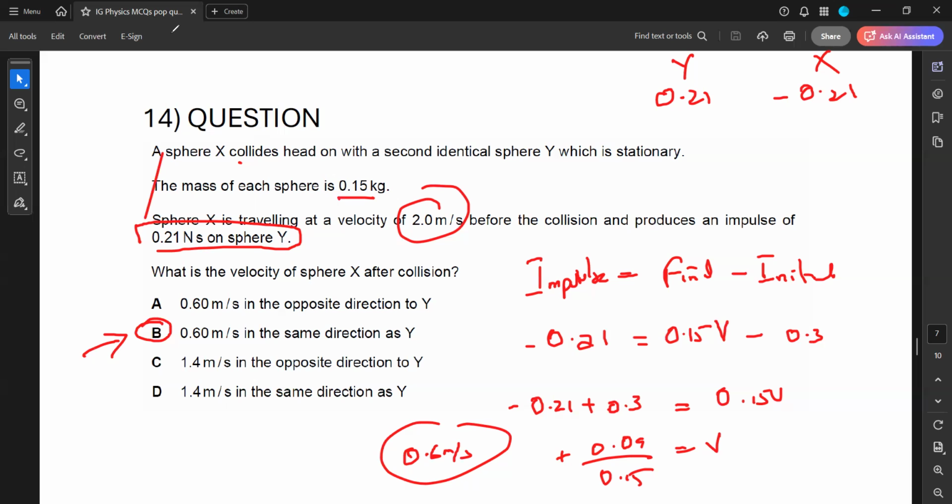So when two objects are colliding, why negative? Because this was an impulse on sphere Y, but the question asked for the velocity of X. When two objects are colliding, they will have the same impulse but in opposite direction. If one of the impulses is positive, the other one will be negative. That's why the impulse of X we took as negative.